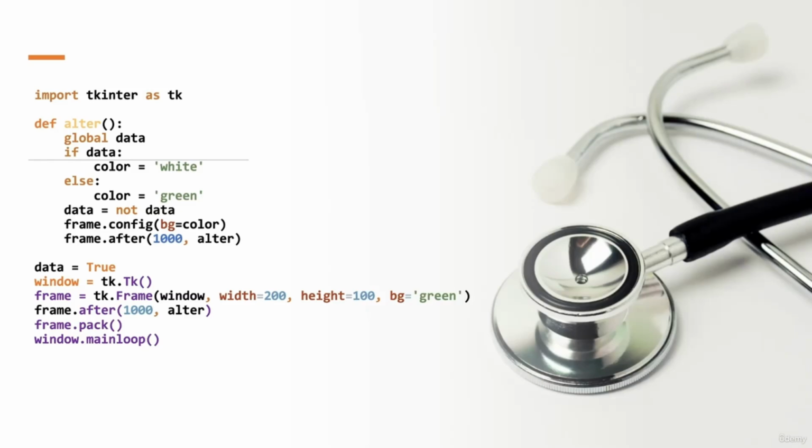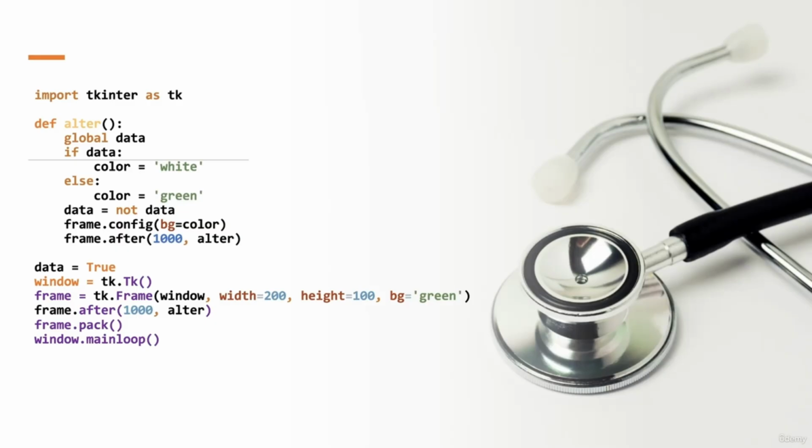In this lecture, as a result of using the after method on our frame widget, we shall have a window appear on our screen with the frame widget turning back and forth to white and green. So let's proceed to the practical example.